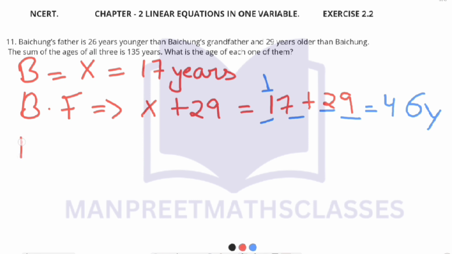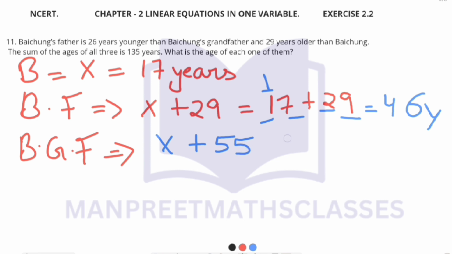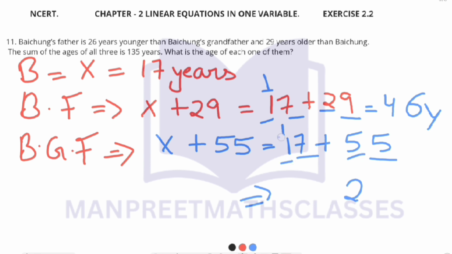Next we need to find out the age of Baichung's grandfather. So his age was x plus 55. So we'll add the value of x, which is 17, plus 55. So 7 plus 5 gives us 12. 2, 1 carry. 5, 6, 7, 72. So grandfather's age is 72 years.